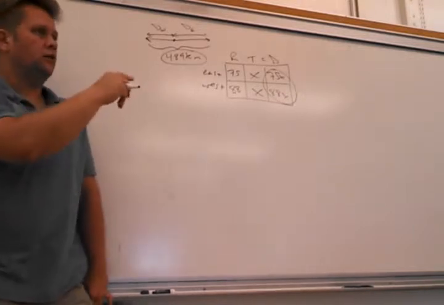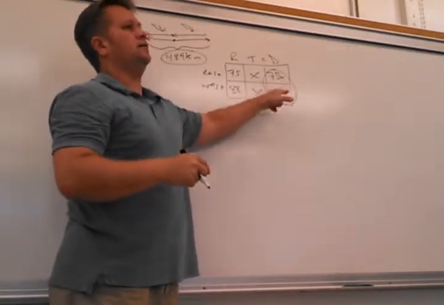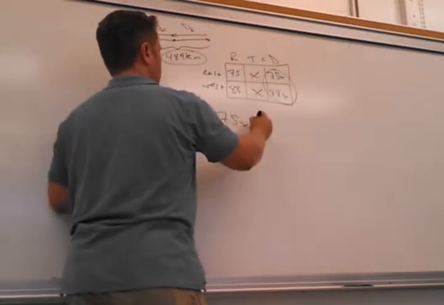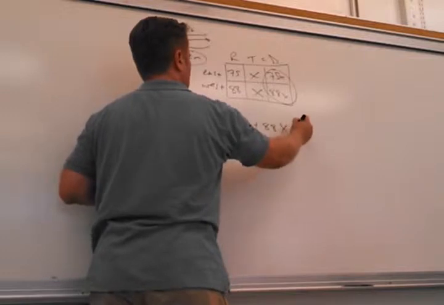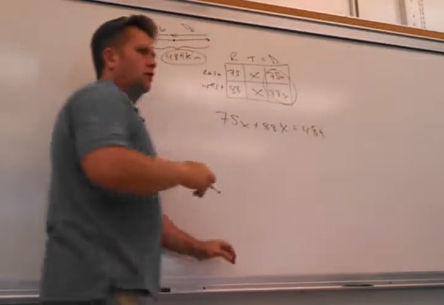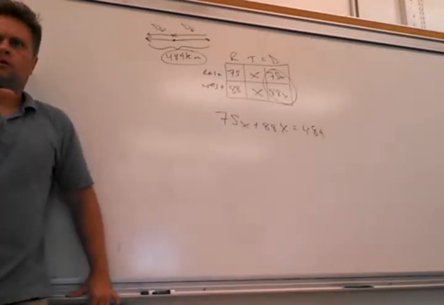In Mathfish, I don't know what they are in English. In Mathfish, they're 75x and 88x, right? So I know that whatever he went, whatever the other guy went, must be totaling 489. How are we doing? Yes, sir.